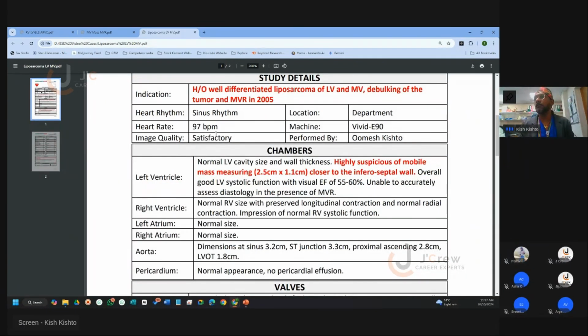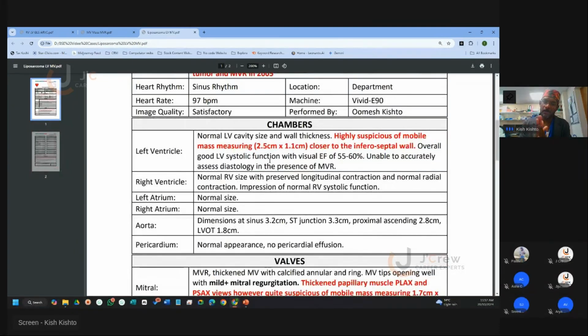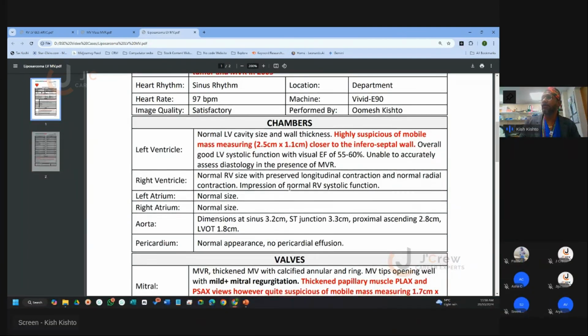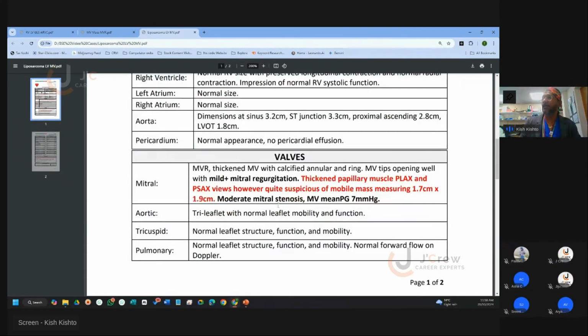So again, I've said highly suspicious of mobile mass measured close to the inferolateral wall, overall good function, and I didn't measure the diastole in the presence of mitral valve replacement there, repair. Sorry. Hence the reason you see the annulus quite thick and round is because of the annular ring in there. Also the LV normal. I'll just comment on these things and the mitral valve. That's the main thing now. So MVR thick and MV we classify annulus and ring.